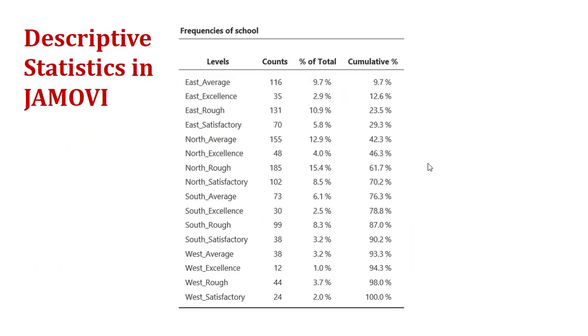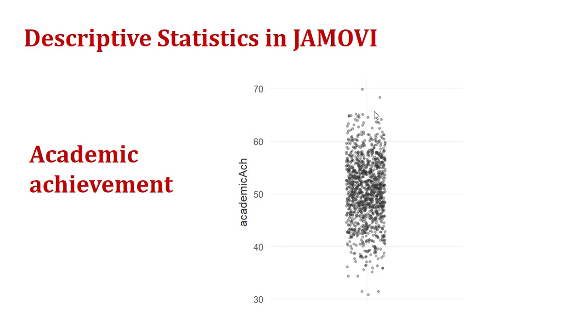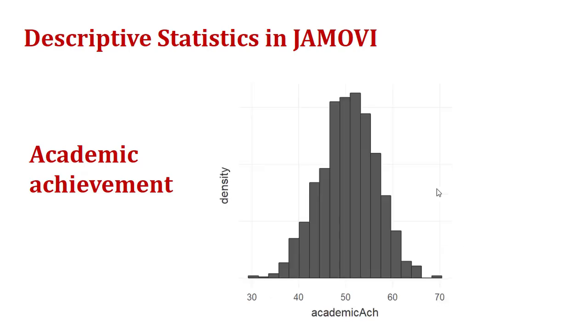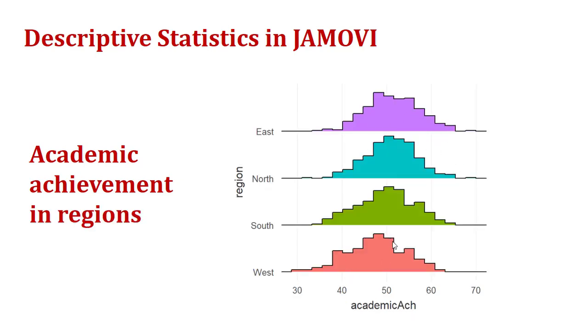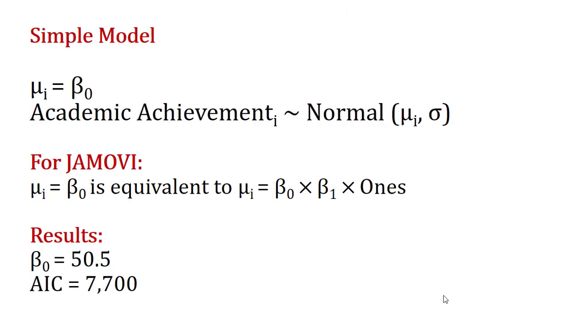That's the table I obtained for frequencies in each school. This is frequencies in each region. That's academic achievement in the whole sample, the histogram of academic achievement in the whole sample, histogram of academic achievement in each region, and histograms of academic achievement in each school. Okay, so let's now start explaining how we do the multi-level analysis.